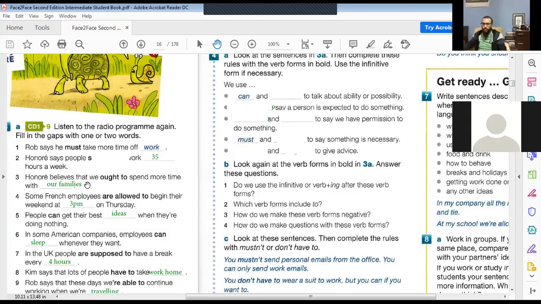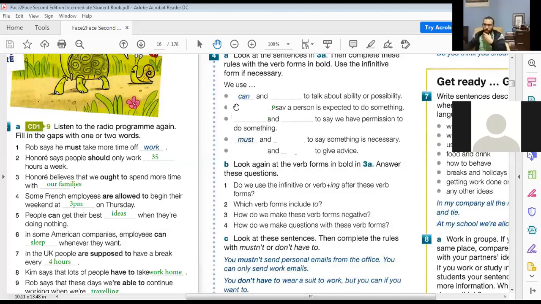So here we want to use all the bold phrases on the left side, the ones that we used on the left, and we want to use them to express possibility, maybe ability, expectation, when you expect someone to do something. Permission. We also use it to say that something is necessary and also to give advice.